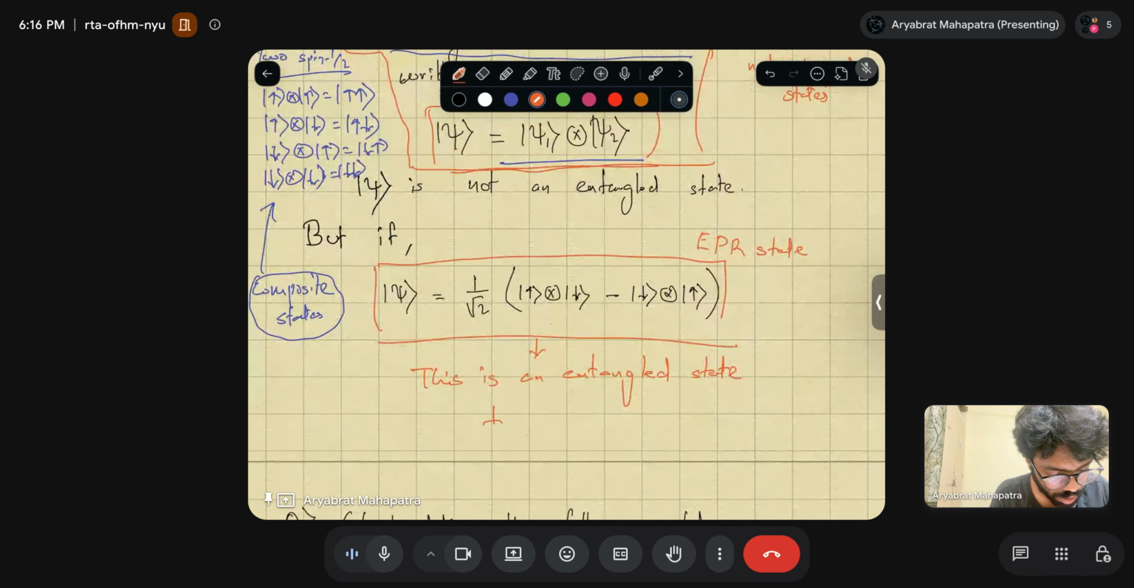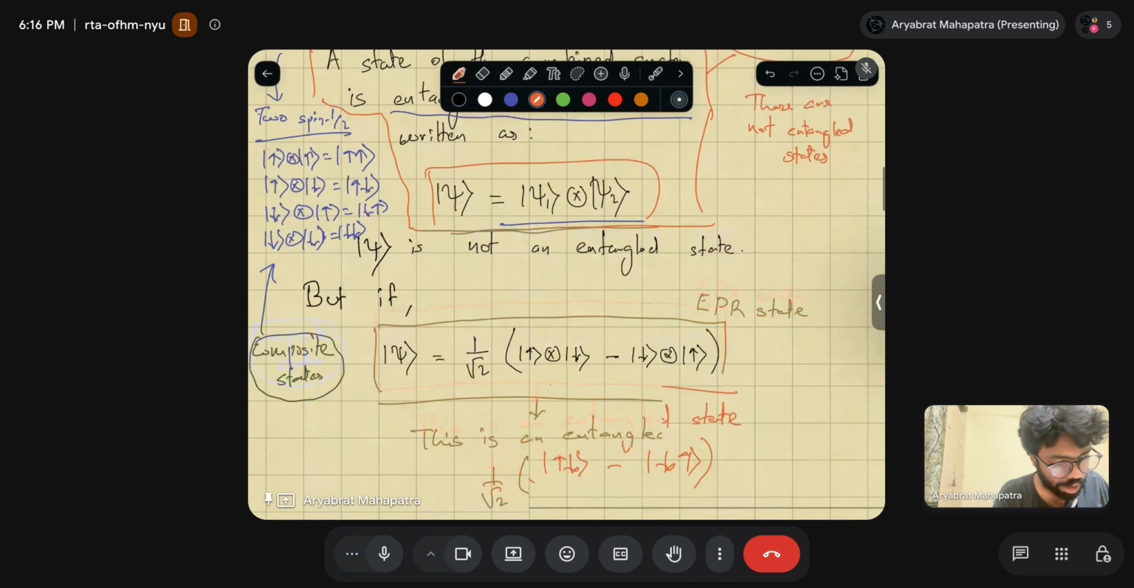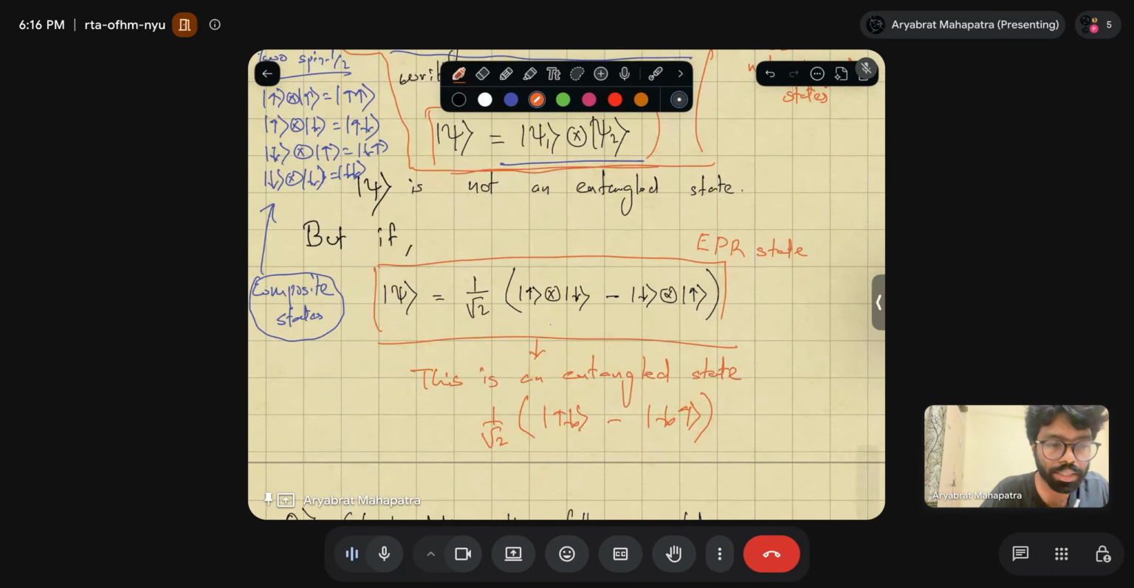Right. So this is something that can be written as... okay. And something very interesting about these entangled states is the measurements. If we make a measurement on these entangled states, for example, what does it mean?